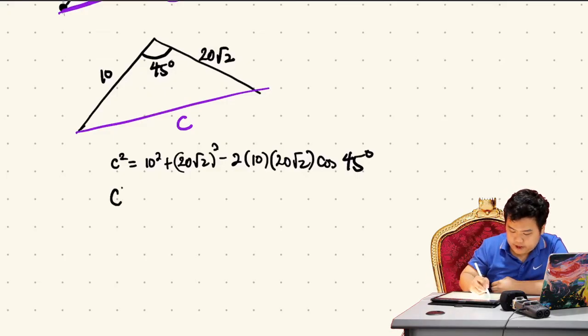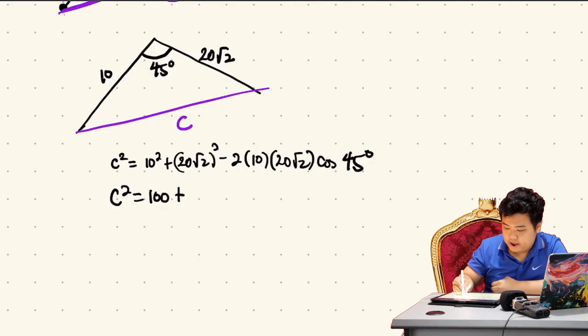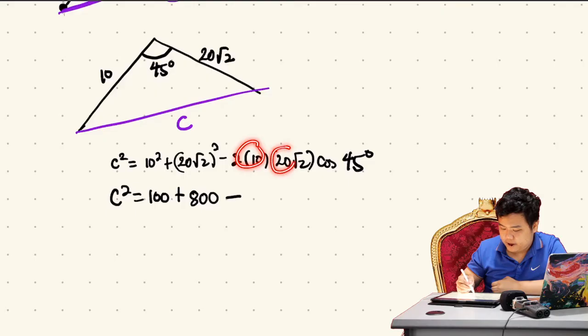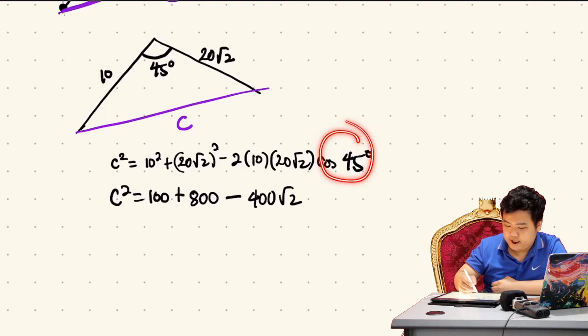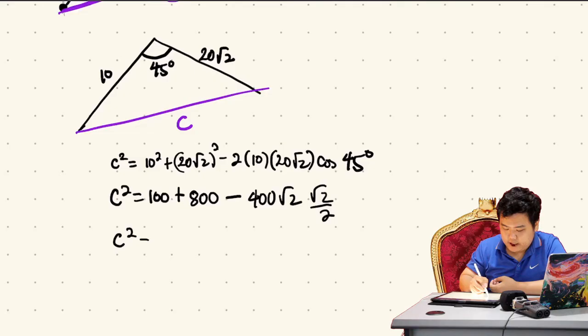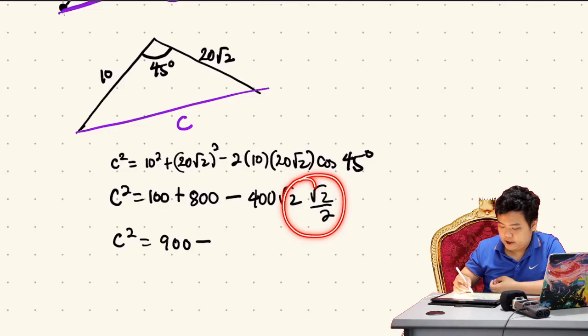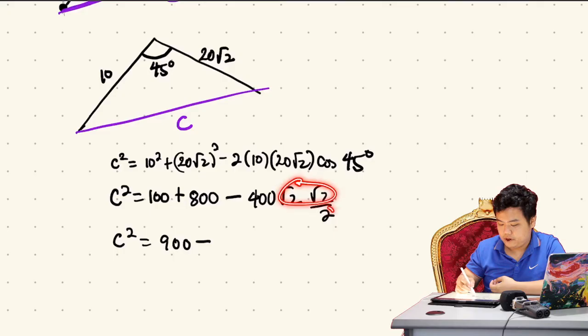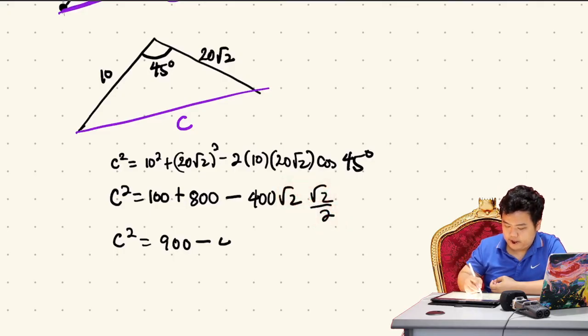So, C square is equal to 100 plus, this is 400 times 2, 800, minus the product of this, which is 20 times 20, so 400, square root of 2. A cosine 45 degrees is square root of 2 over 2. So, C square is 900 minus, so this is 1 kasi the product of this is 2 divided by 2, so 1 lang yan. So, minus 400, you get 500.